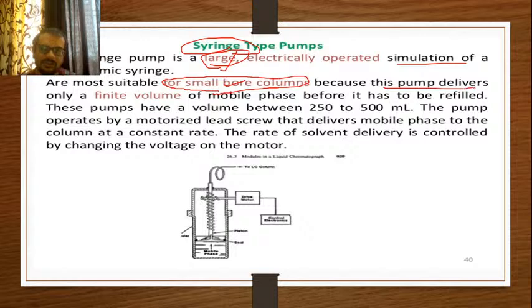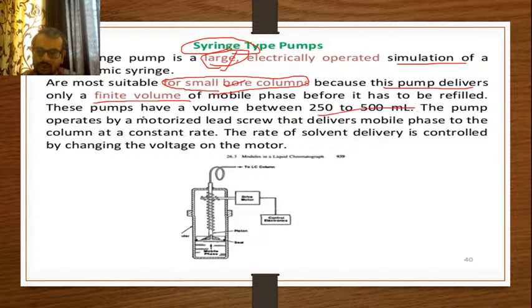This pump delivers only a finite volume. Remember, it not only gives you a small volume, but a consistently finite volume of mobile phase before it has to be refilled. You just have to refill it again, so that it gives you a finite volume at a time. That's why, compared to the reciprocating pump, it has a limited amount of volume introduction into the column. These pumps have a volume of up to 250 to 500 ml.